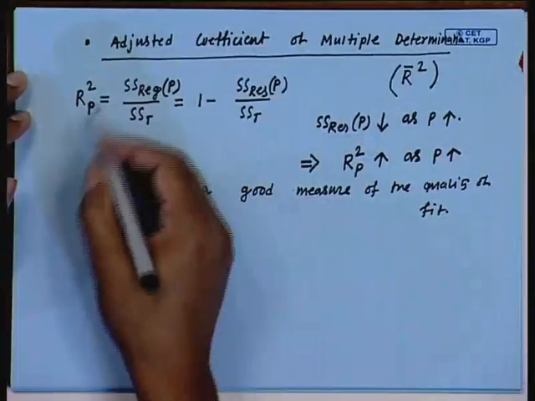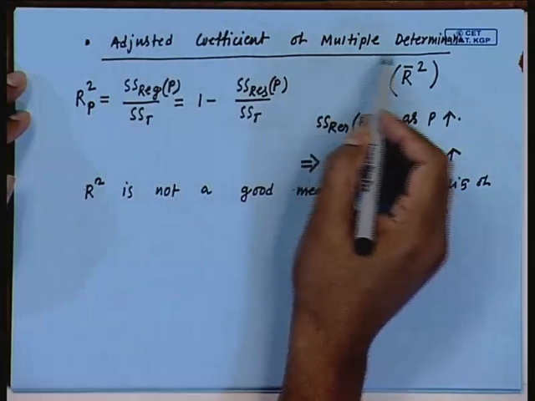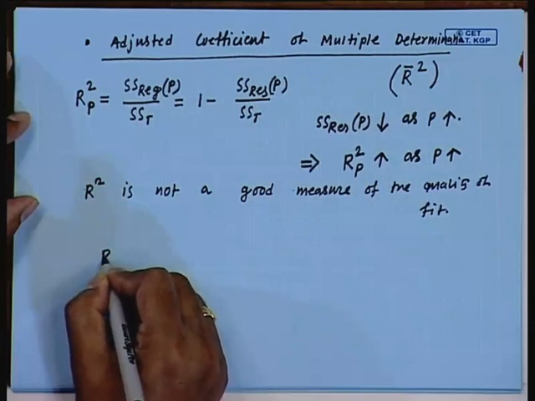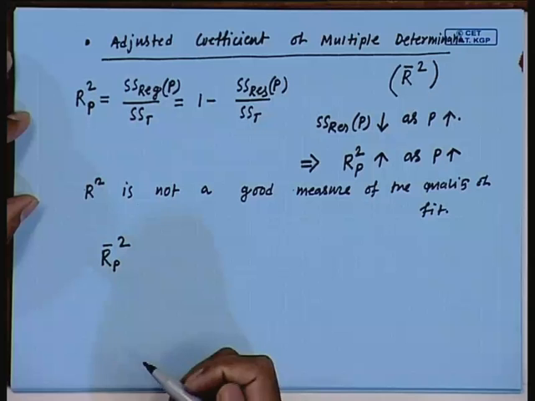So, that is why R square can't distinguish between whether the newly added regressor variable is relevant for the model or irrelevant for the model. So, that is why R square or SS residual is not a good measure to check the quality of fit. Well, so what we do is we introduce the adjusted coefficient of multiple determination. So, what is that? This R p bar square is the adjusted coefficient of multiple determination.